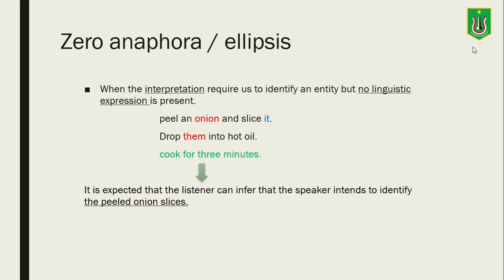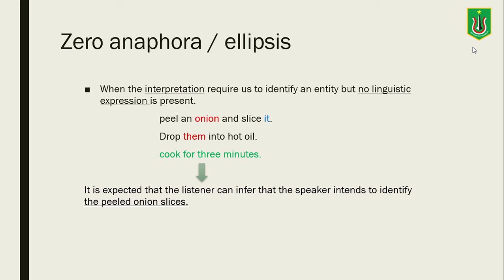Zero anaphora, or ellipsis, is when the interpretation requires us to identify an entity but no linguistic expression is present. For example: peel an onion and slice it. Drop them into hot oil. Cook for 3 minutes.